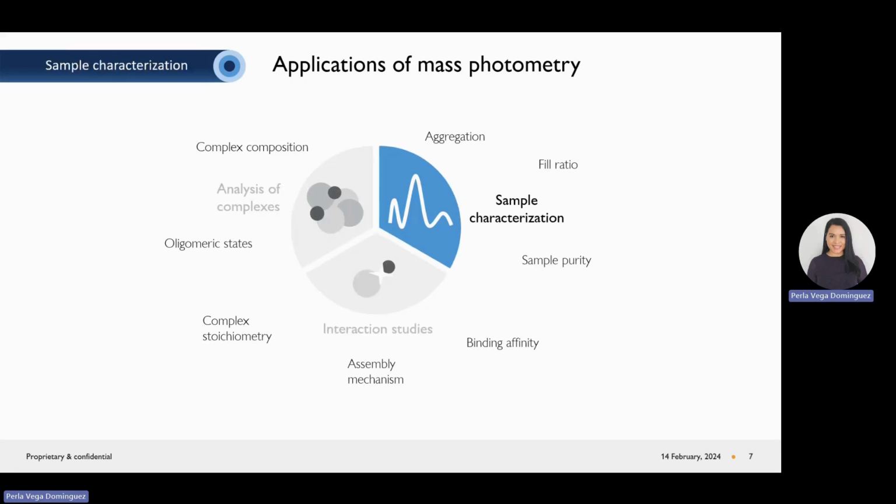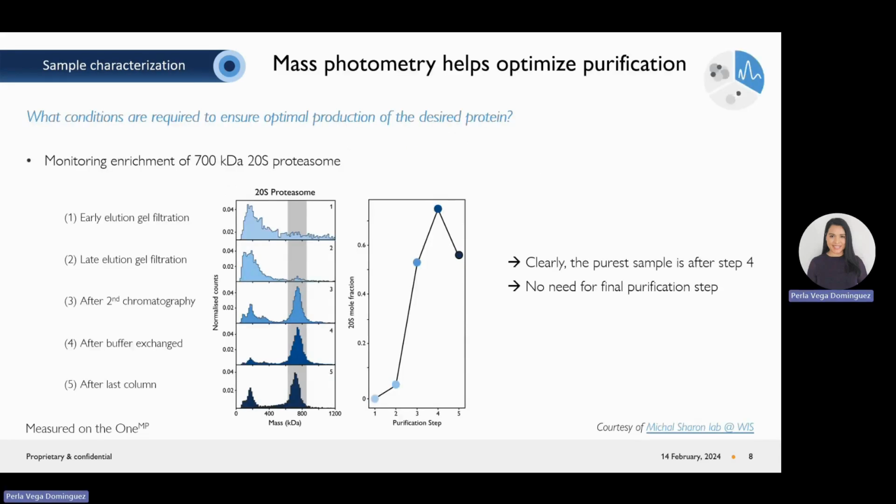Let's start on sample characterization, where the aim is to understand the sample as a whole. First, I would like to show some data on how mass photometry can be used to monitor a purification process. This data was generated by Micha Shalom's lab at the WIS, and it shows how mass photometry can be used to monitor the purification of the 20S subunit of the rat proteasome.